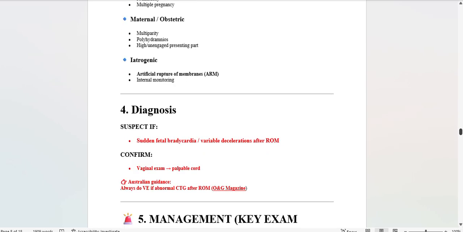Okay, how do we diagnose cord prolapse? Definitely through clinical examination. Suspect it if there is sudden fetal bradycardia and fetal deceleration after rupture of membranes. Confirm with a vaginal exam through a palpable cord. If the cord is palpable, definitely you come to know. Always do a vaginal examination if there is an abnormal CTG after rupture of membranes. Remember that.